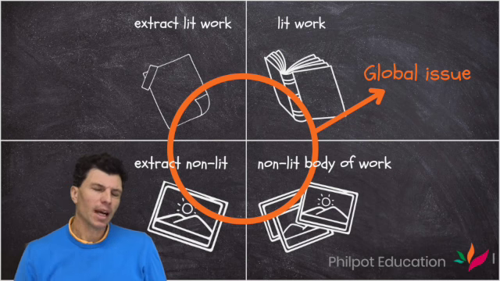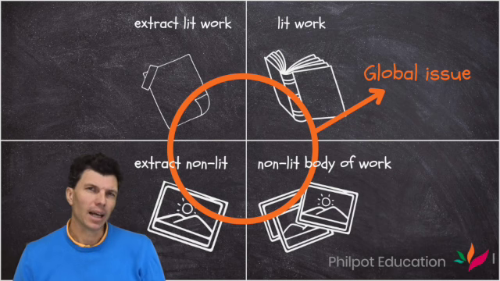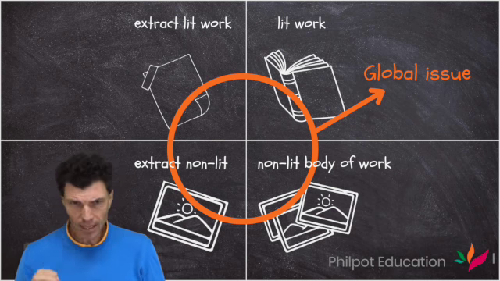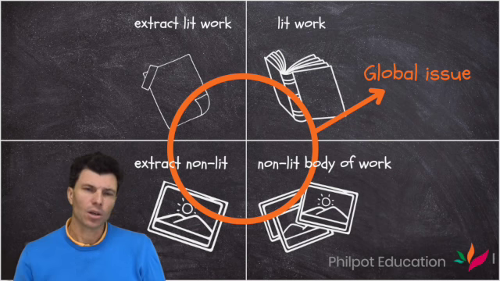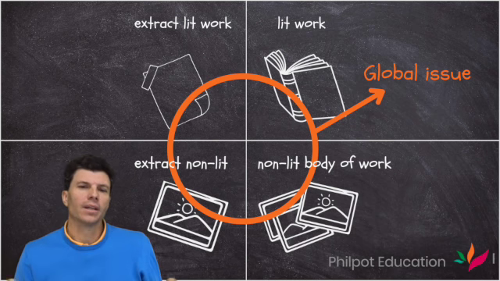The prompt for the IO, the individual oral, as given by the IB in the guide, says that students should talk for 10 minutes about how two authors have presented this common global issue in both an extract from their literary work and/or their work and the rest of the work from which it's taken.